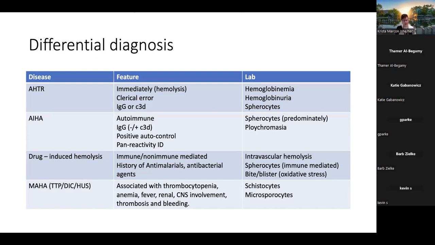And lastly, we have the microangiopathic hemolytic anemias, including TTP, DIC, and HUS. Usually, you see different symptoms. For TTP, we have the pentad: thrombocytopenia, anemia, fever, and renal and CNS involvement. On the other hand, DIC can present with bleeding and thrombosis. The morphological findings here are distinguished by an increased number of schistocytes and microspherocytes.